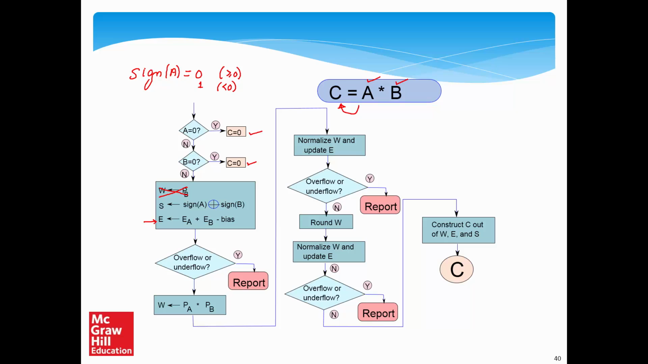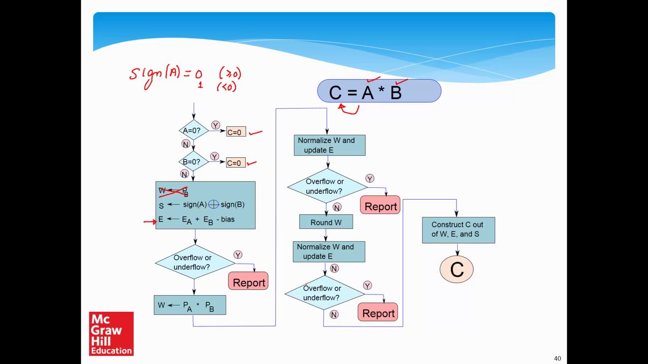Then we compute the final exponent E, which is EA plus EB minus the bias. After that, we see if there is an overflow or underflow, because we are increasing the exponent. If we have exceeded the range of the number system, we report this and we exit. Otherwise, we multiply the significands PA times PB and save it in W. We normalize W and update the exponent. Again, there is a possibility of overflow or underflow. If that is the case, we report. Otherwise, we do some rounding. Then we renormalize and update the exponent.